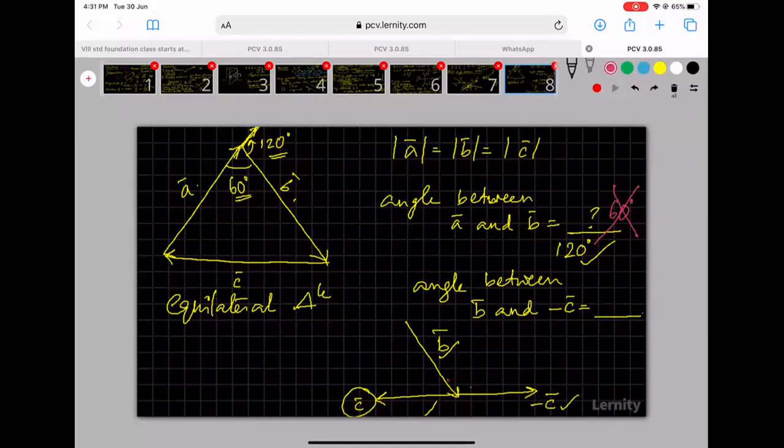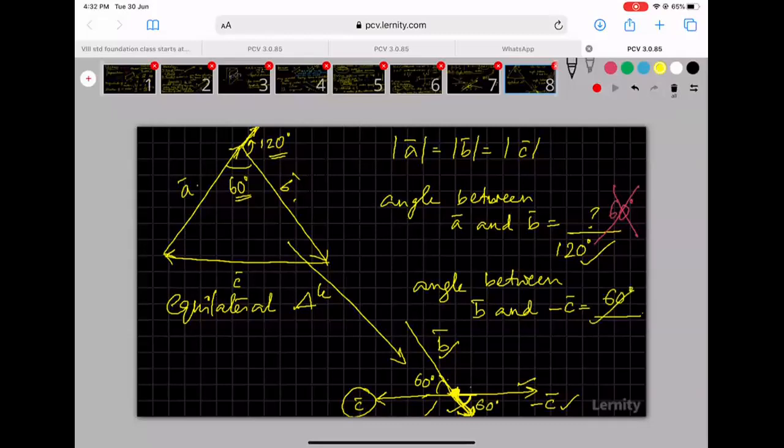I can extend B bar this way, and then this would be the direction of B bar. Now you see B bar and minus C bar are co-initial. Then the smaller angle between them would be the angle between B bar and minus C bar. You know that this is 60 degrees from the diagram, and this line and this line form two vertically opposite angles. So this angle is also 60 degrees. So the angle between B bar and minus C bar is actually 60 degrees.